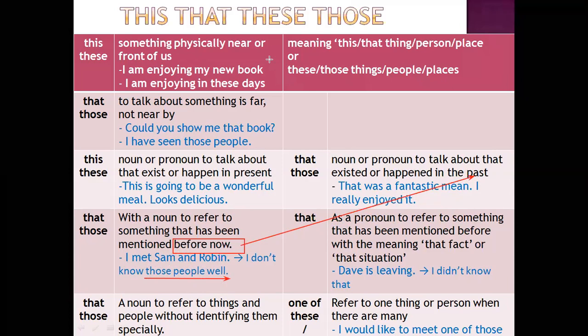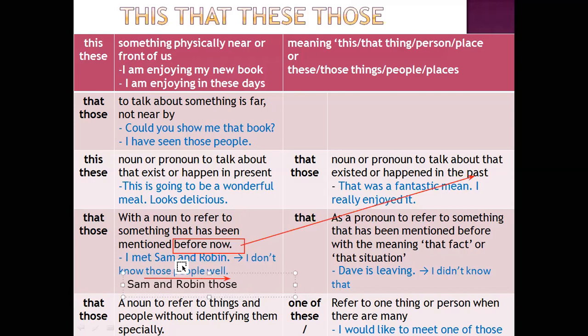Who are those? Here it means we're talking about Sam and Robin. This refers to those. I met them before, right? But I don't know them well. I don't know those people well. Instead of saying I don't know Sam and Robin well, it's not necessary. Why? It's going to be overly repeated.